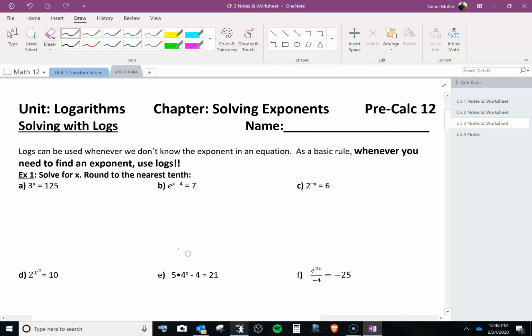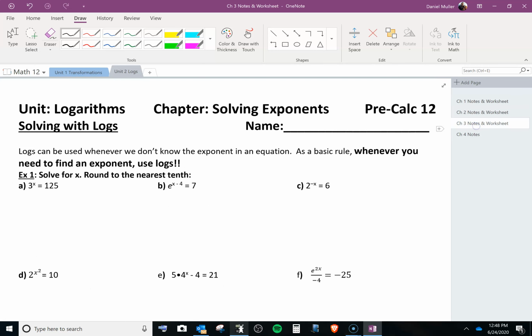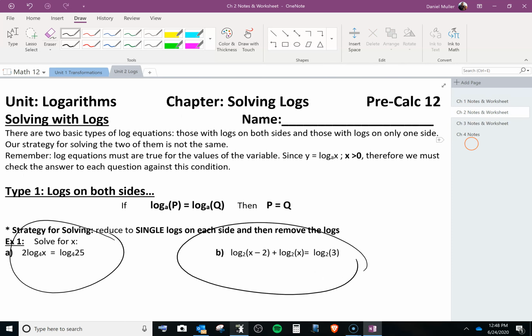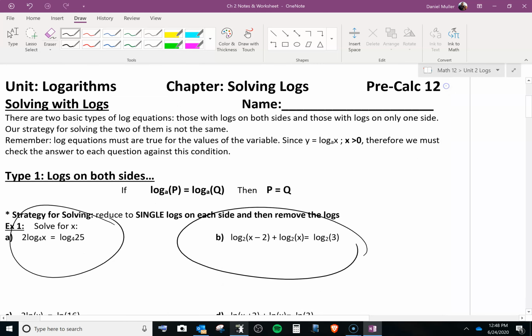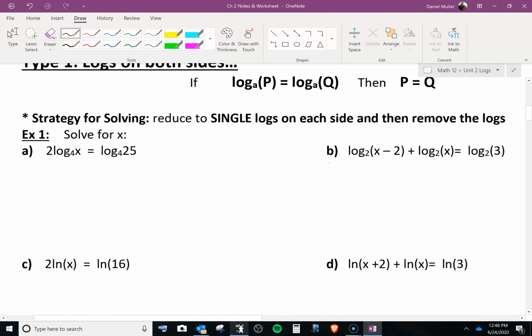So there's two types. Ones where there's logarithms in the questions, like this, and ones where we're going to need to use logarithms to solve. So chapter 2, chapter 3, both really, really important. You're going to use some of chapter 1 in all of these, actually. So for this type of question, the idea here, and I've written it here, is to reduce to single logs on each side and then remove the logarithms.